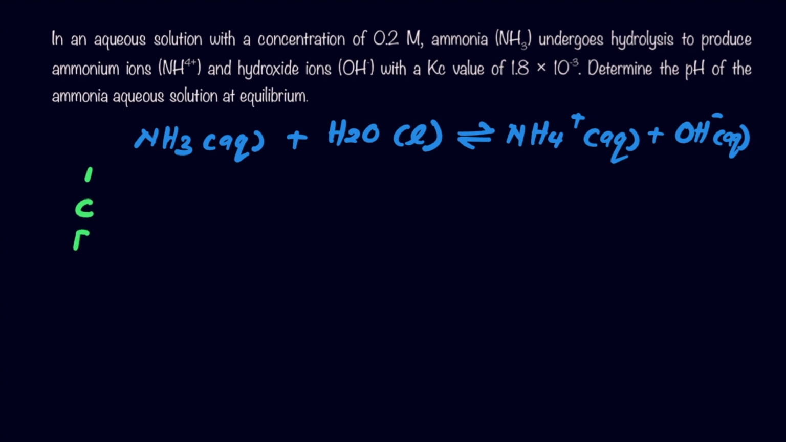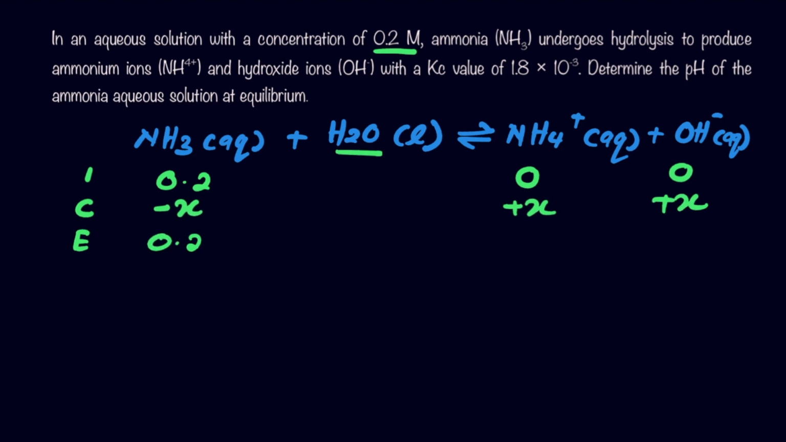Alright, moving on to the second step, we want to make the ICE diagram. So initially, the concentration is 0.2. In the ICE diagram, we do not have to include water. At the beginning, there's nothing formed as the product. In the change, we have negative x, positive x and positive x. Therefore, at equilibrium it is just a summation of the initial and the change.